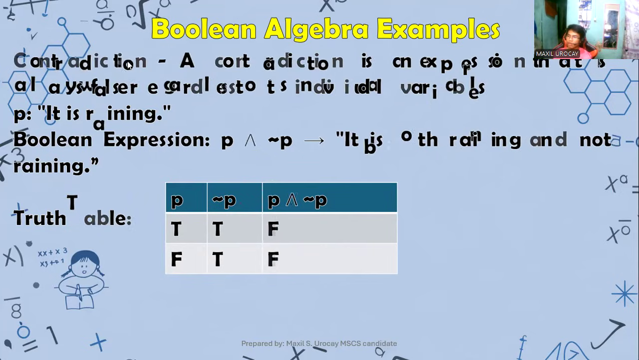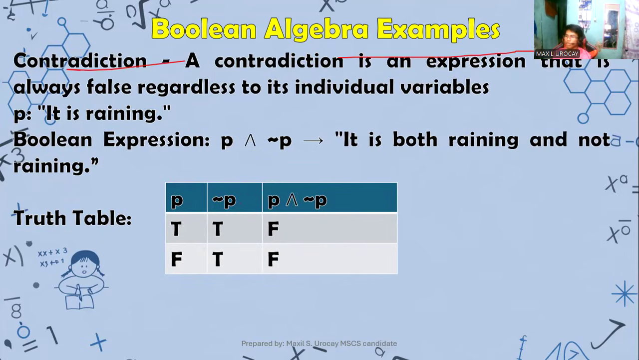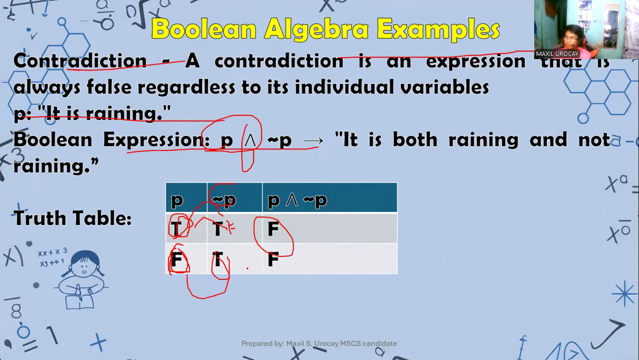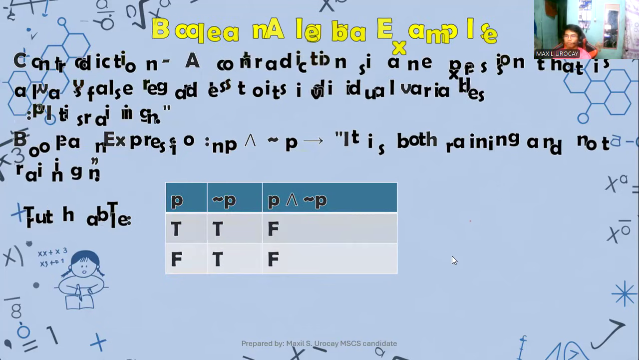Now, we also have the contradiction, which is an expression that is always false. So here, class, if P is true, then not P will become false. True times true... True times false will become false. If P is false, then not P is the negation, so it will become true. False times true will become false. That's actually the function.